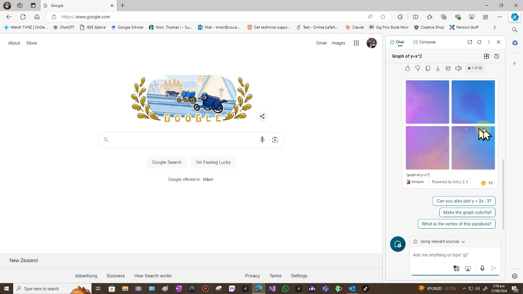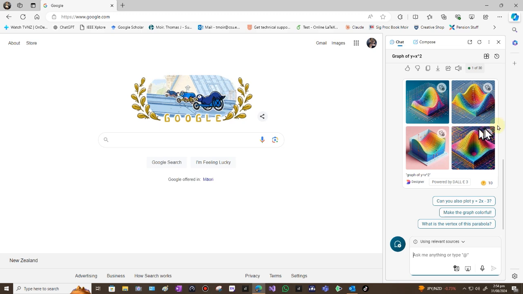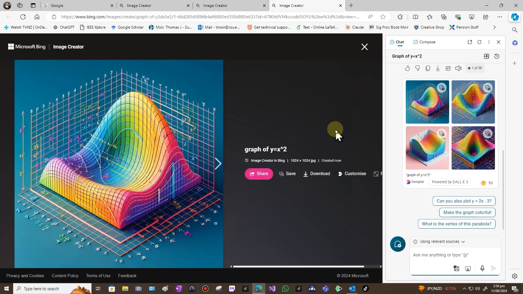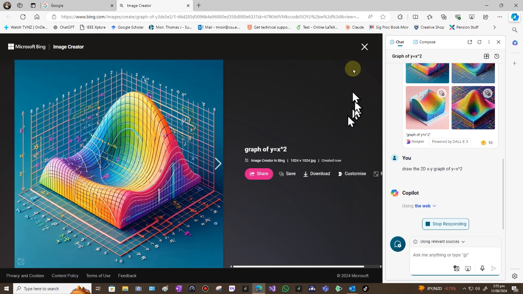So is Microsoft Copilot? No, because it just comes up with rubbish. I mean, these are really cool graphs, I think you'll have to admit. But it doesn't seem to be anything to do with y equals x squared. Plus the fact it's a 3D graph it's drawn, I didn't ask for that. If I'd asked it to do 2D, I don't think it's going to make any difference. Draw the 2D x, y graph of y equals x squared. See if that's any better.